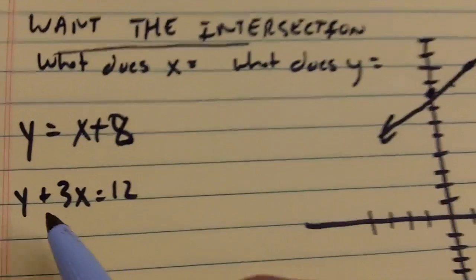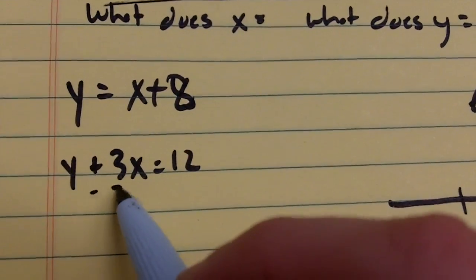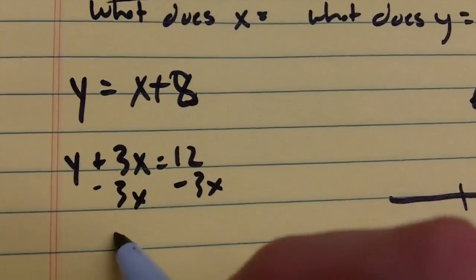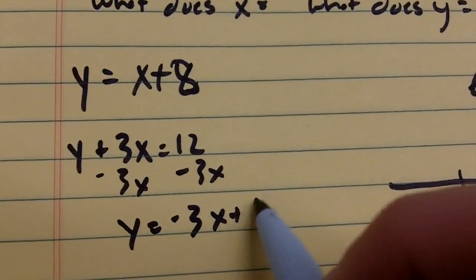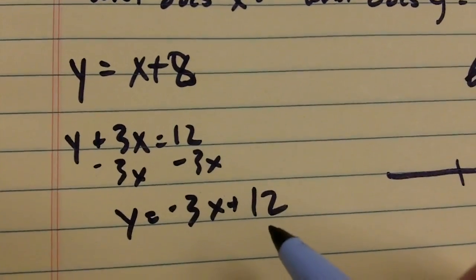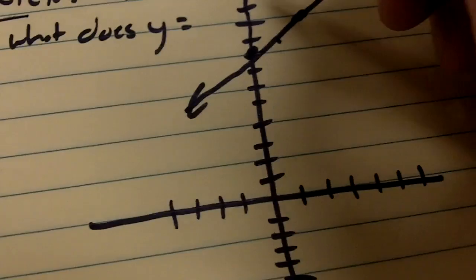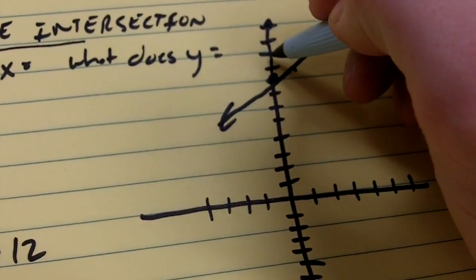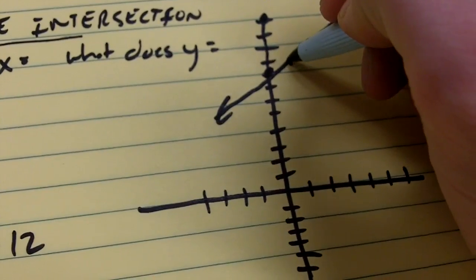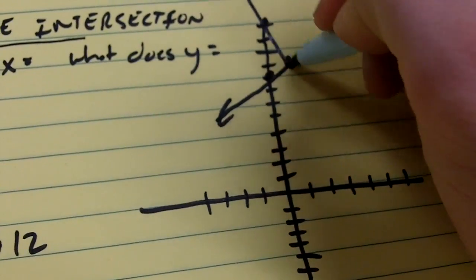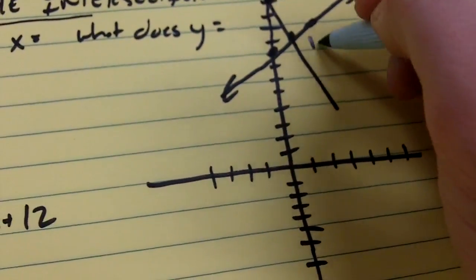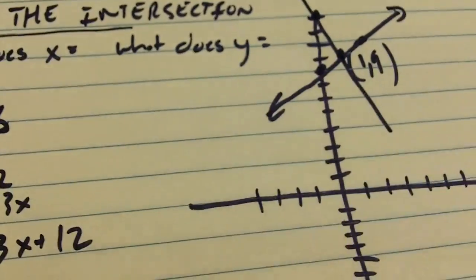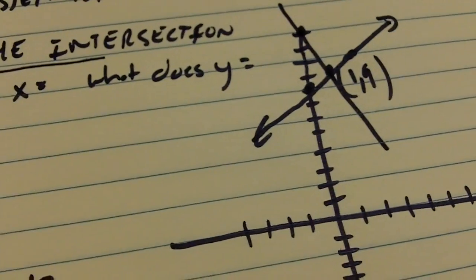The second line, I need to get in slope-intercept form if I want to graph it. Minus 3x, y equals negative 3x plus 12. The y-intercept is 12, the slope is negative 3 over 1, so down 3 over 1. And we've got the intersection, it's at the point (1, 9). So we can solve that by graphing.